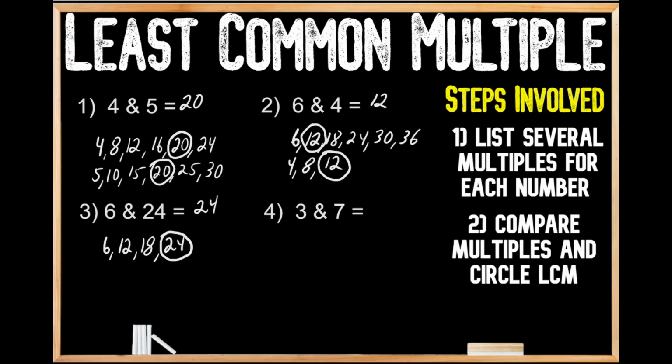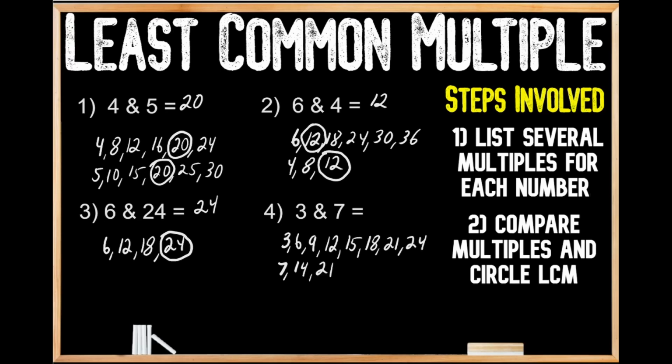Now let's move on to question number 4, where we're being asked to find the least common multiple of 3 and 7. Remembering our steps, the first step is to list several multiples for each number, so we'll list the multiples of 3. We have 3, 6, 9, 12, 15, 18, 21, and 24. Now let's do the same thing for our multiples of 7. We have 7, 14, 21.